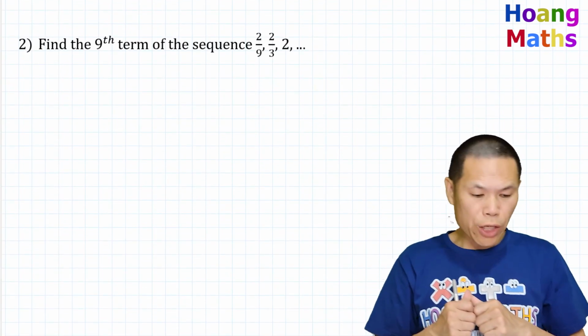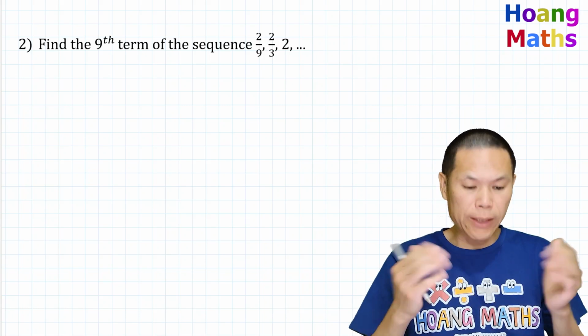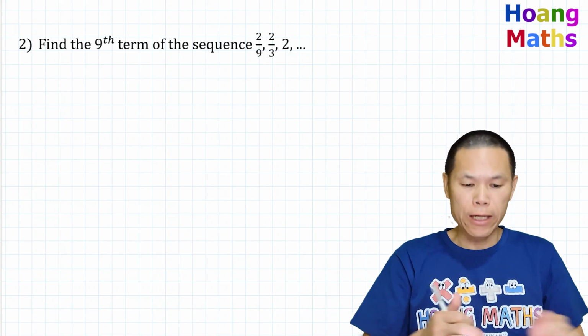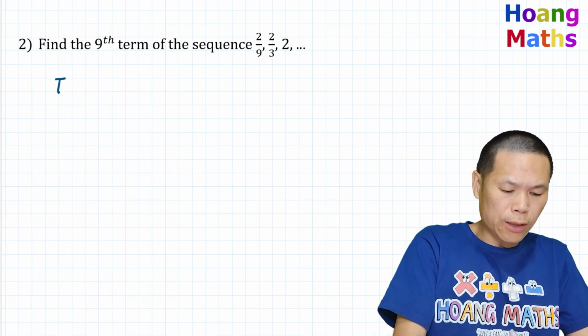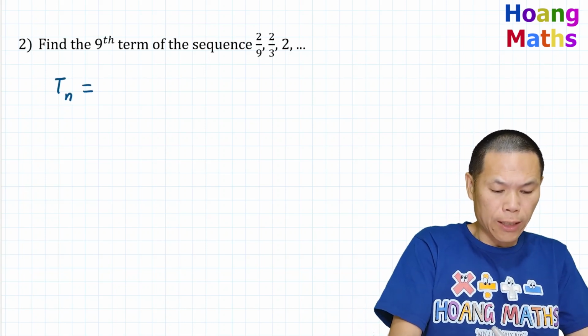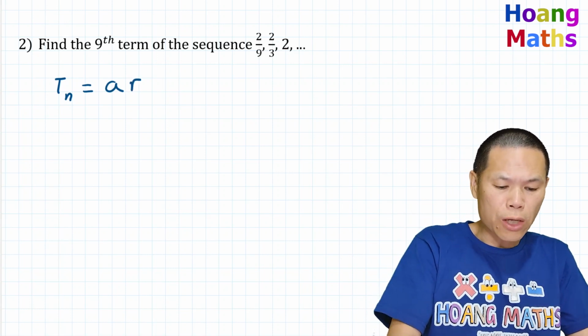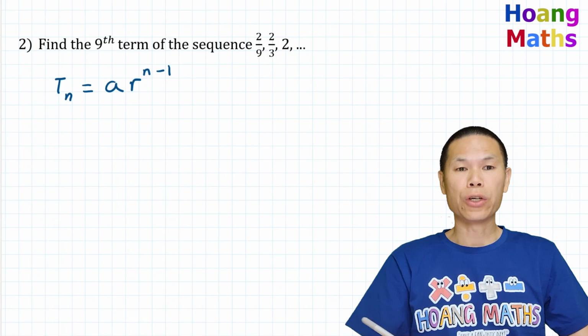Second one, we need to find the ninth term of this sequence. So step number 1 is we need to find out the rule first. Okay, so the rule for this is we know that T of n equals A, the first term, times the common ratio to the power of n minus 1. So keep that in mind.